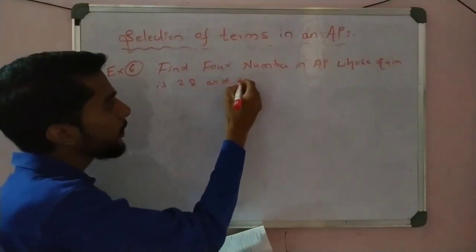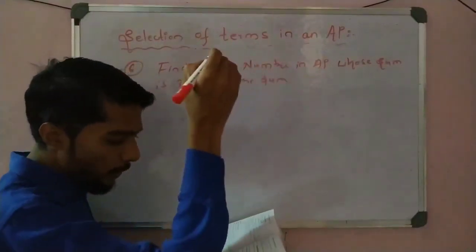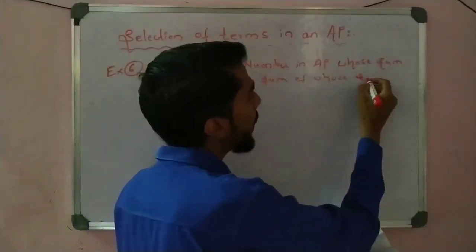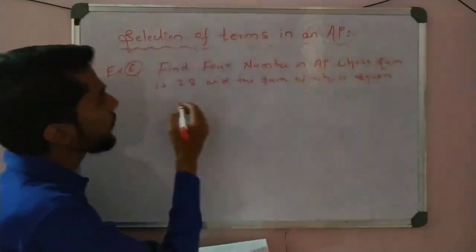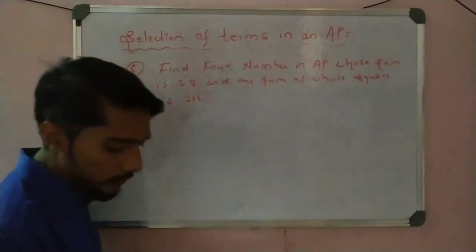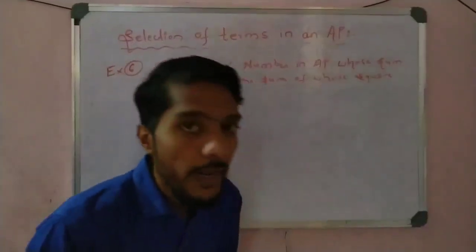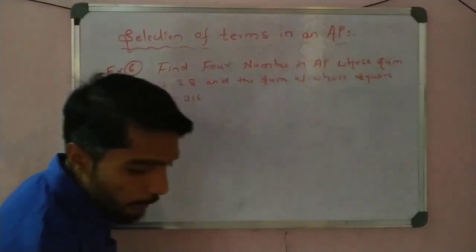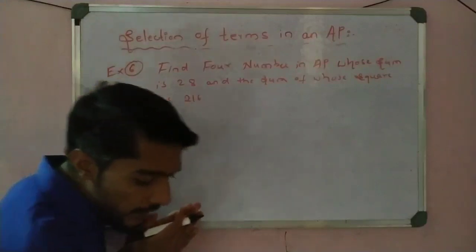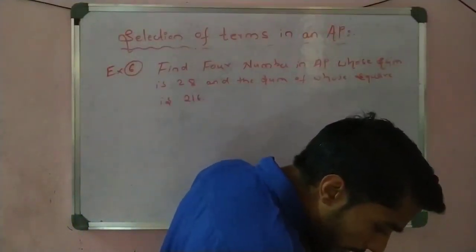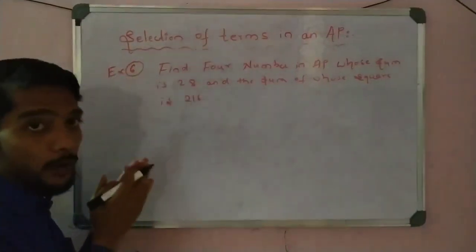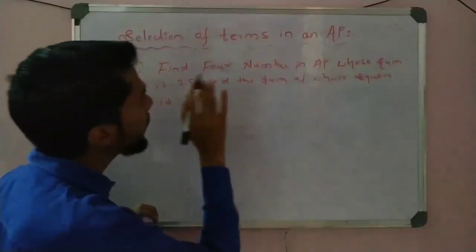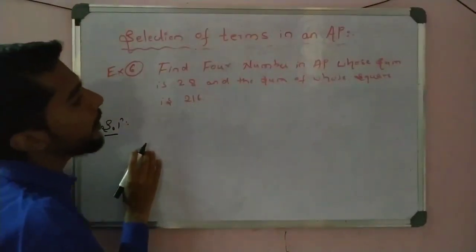And again the sum of whose squares is given. Again the same concept, again the same problem. In the last problem we also saw this. So that is the same again, problem 6. So first the sum is given and the sum of squares is given, right? Okay, now let us see how to solve this one.